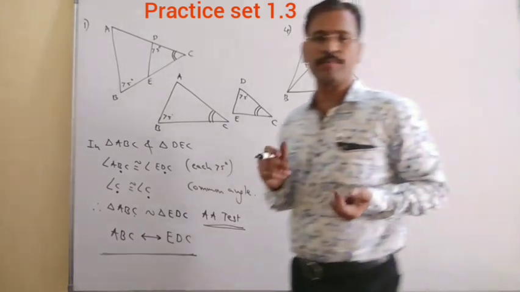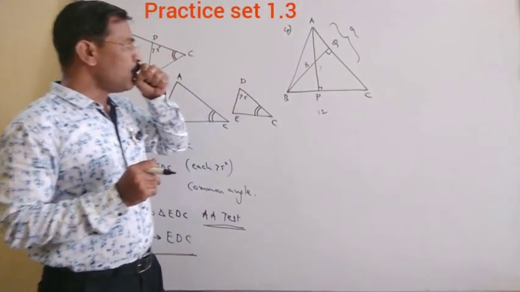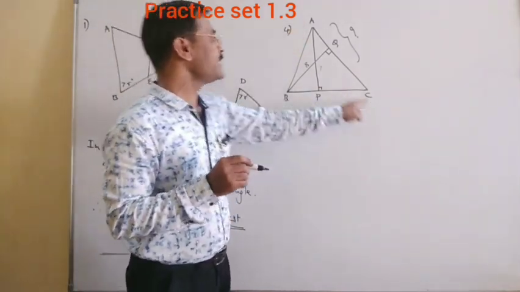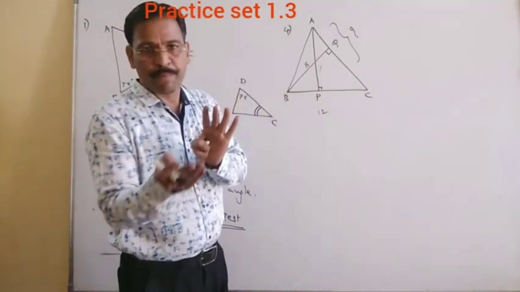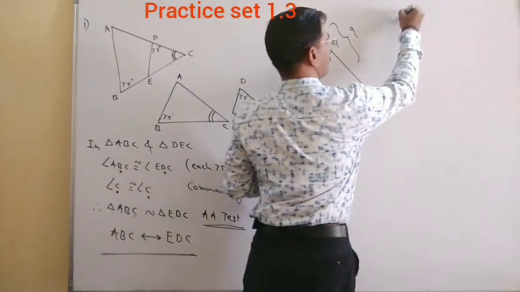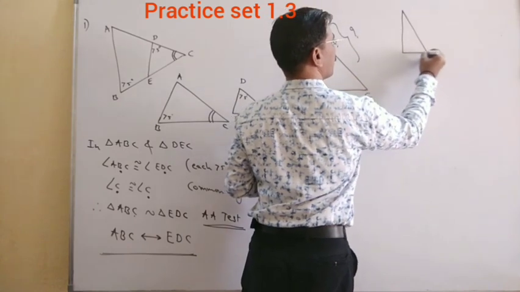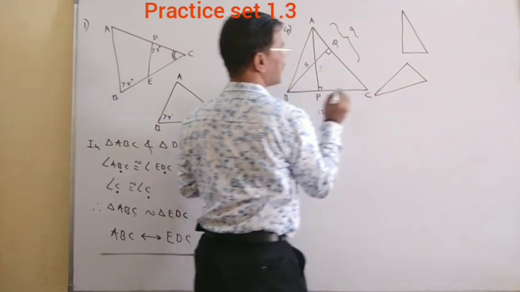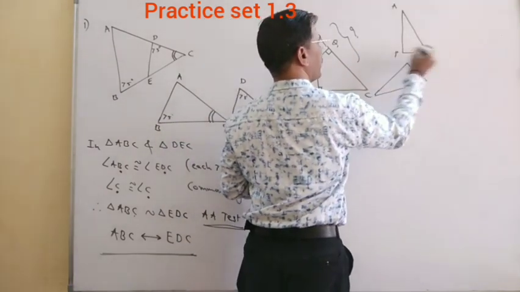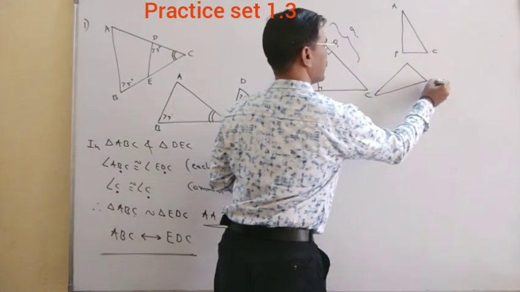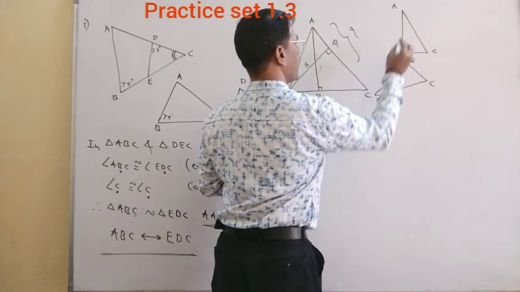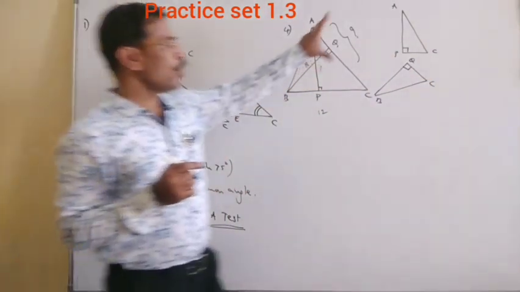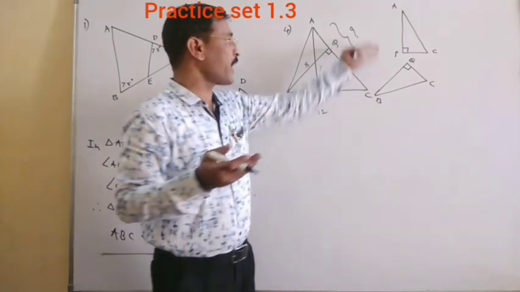Let's see here. First of all, observe the two triangles they have given to us: CPA here, and CQB. May I make them separate here? See, this is the first one, and this is the next one. What is the name of the triangle? Here it is A, P, C, and here it is C, Q, and B. Here it is perpendicular, here also perpendicular. So now we are going to prove these two triangles are similar.